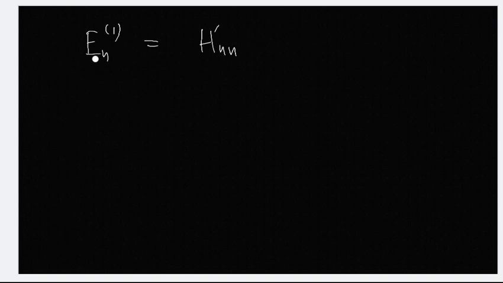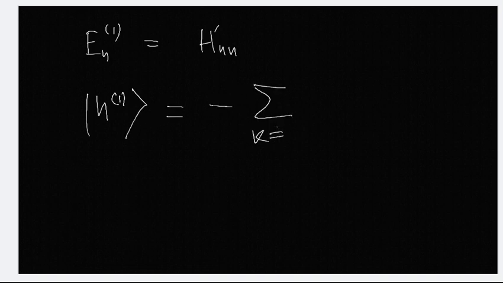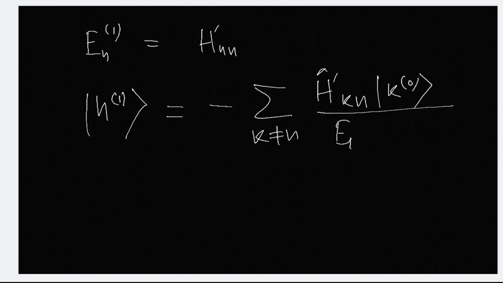And the second one is the first order correction in the wave function, which is a sum over k not equal to n, of H'_kn divided by E_k^0 minus E_n^0, times the state k^0. So the whole correction term depends on the matrix element of the perturbing Hamiltonian.